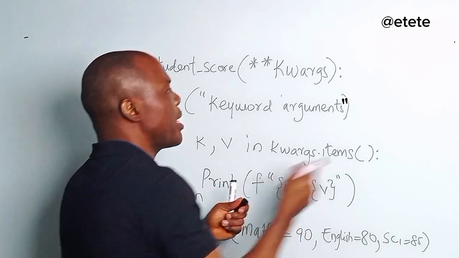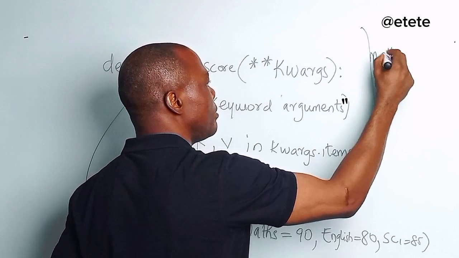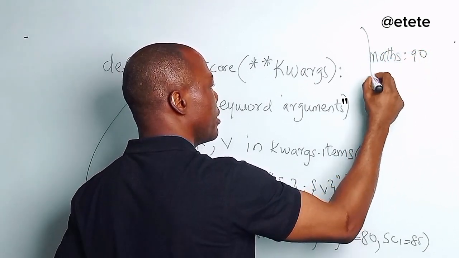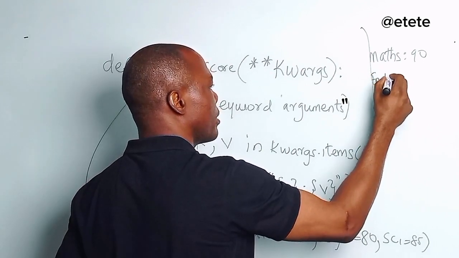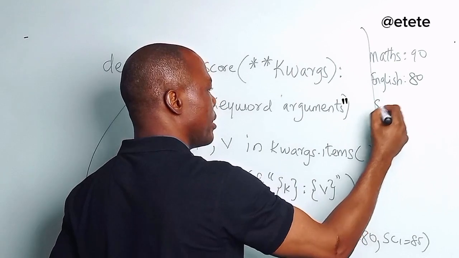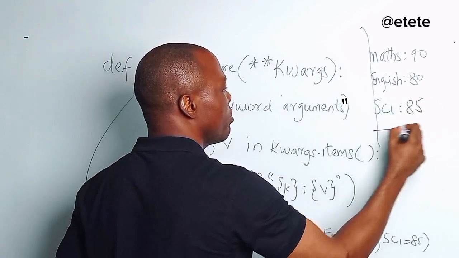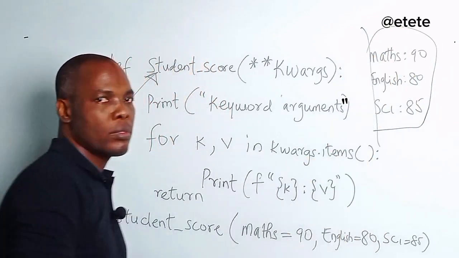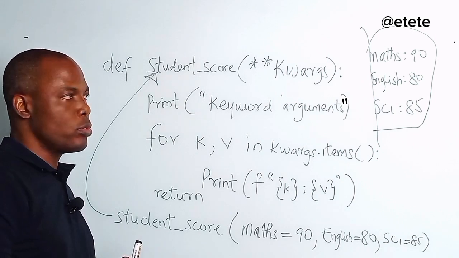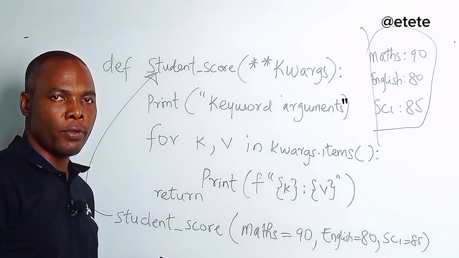So this one is going to give me an output in this manner. To give me math colon 90, English colon 80. And then science colon 85. This will be my output. That is what this program is going to do. So right now, let's go into our PyCharm and let me quickly demonstrate this for you.